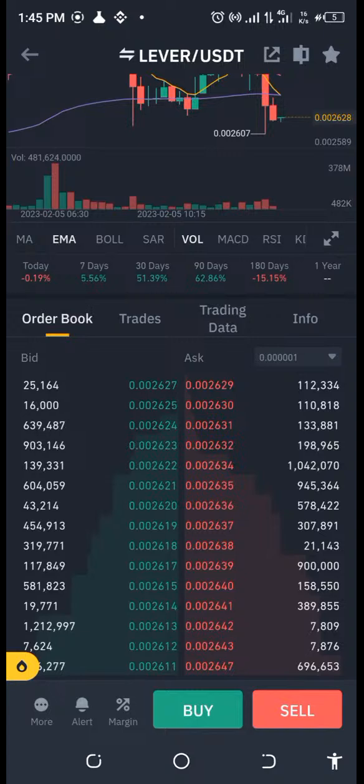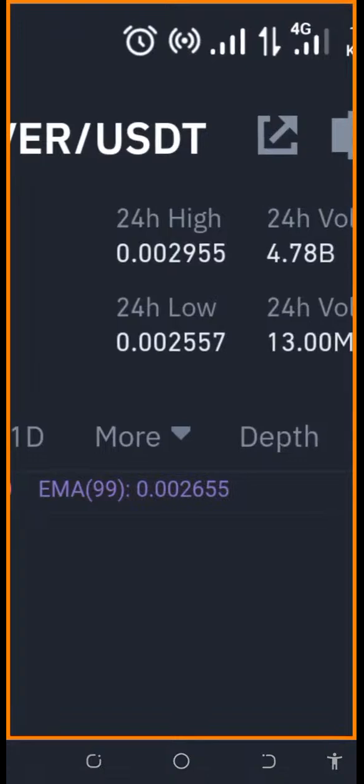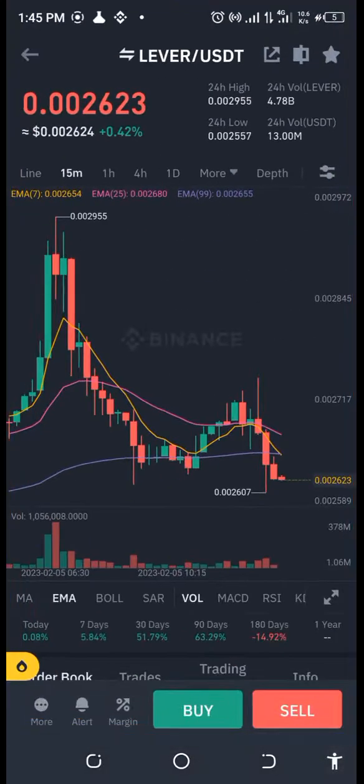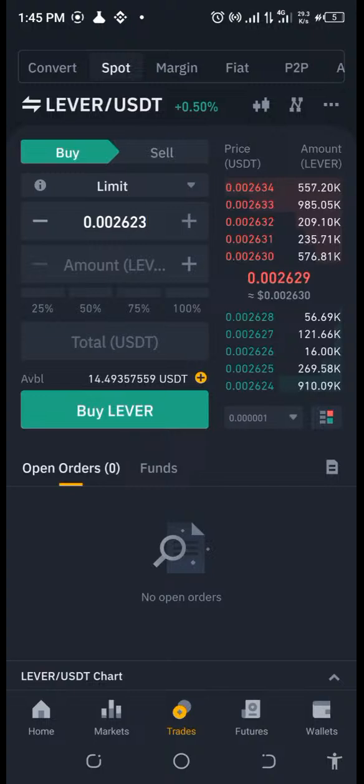All right. And as you can see, if we check on the all-time high and all-time low, you would see that the 24-hour high is 0.002955, while the low is 0.002557. So we're going to choose something in between it. So we're going to actually buy this coin, and then by limit, but we're going to put our own price. We're going to put it slightly lower than what we have here. Okay, so currently this is a market price, but we're going to actually buy by limit.